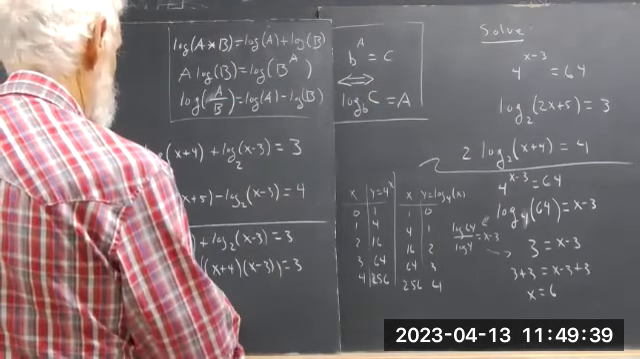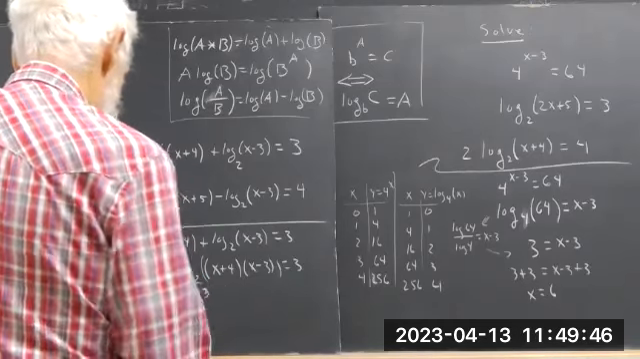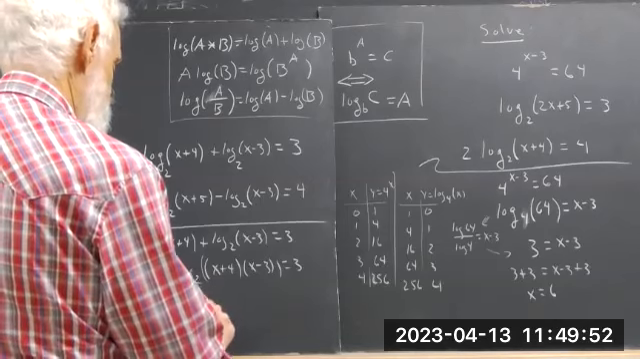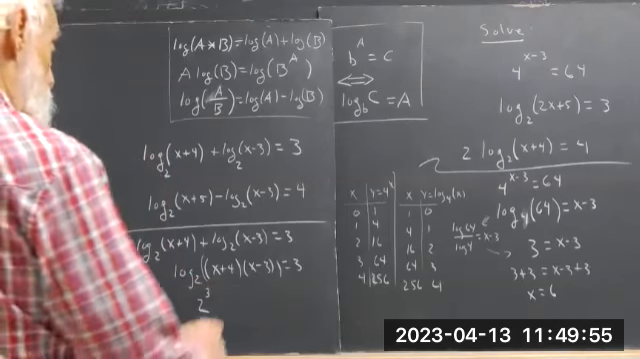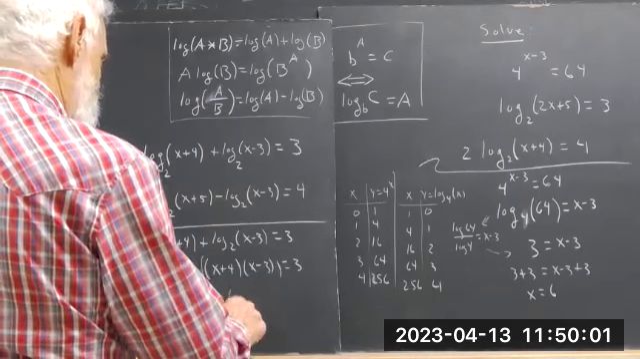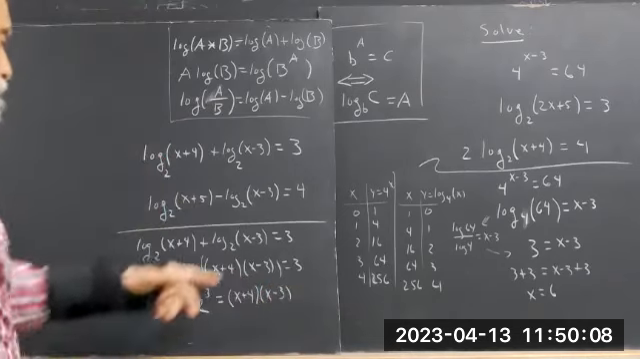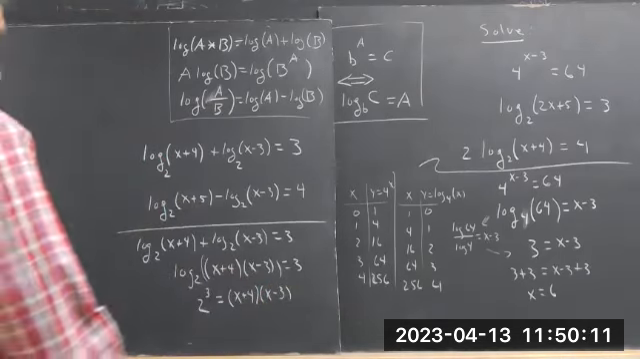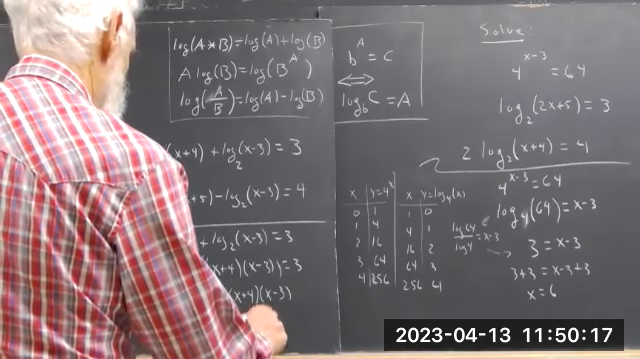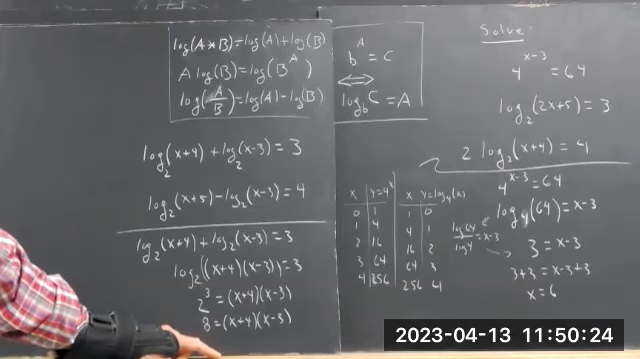We're going to get 2 to the 3rd. Very clear, 3, 2 to the 3rd. 2 to the third equals x plus 4 times x minus 3. So 8 equals x plus 4 times x minus 3.